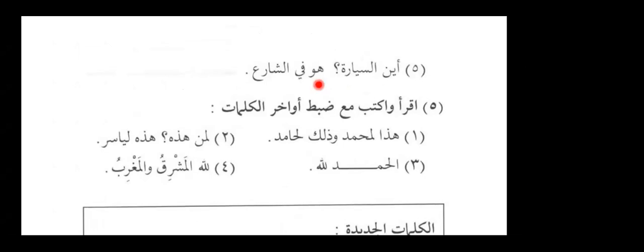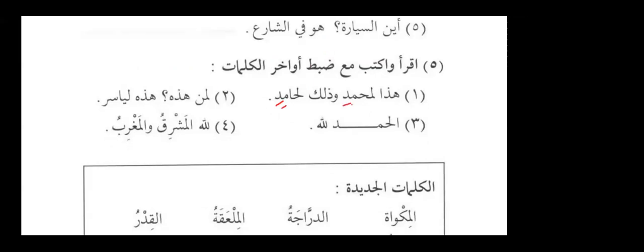أين سيارة؟ هي في الشارع. نعم. أين السيارة؟ It should be هي, not هو. So هي في الشارع. Translate. Where is the car? It is on the road. الشارع is best translated as the street. Okay, sorry, street. Yeah, في الشارع is on the street.